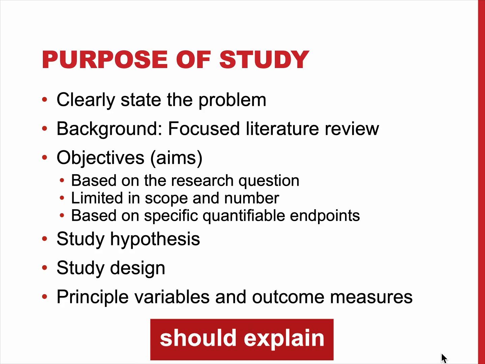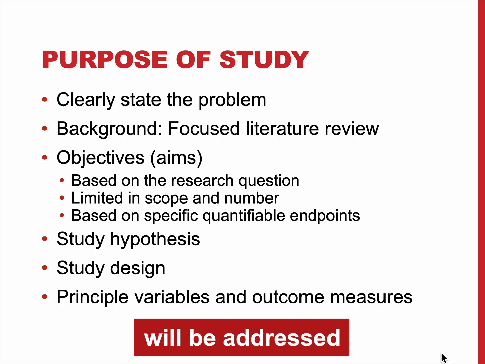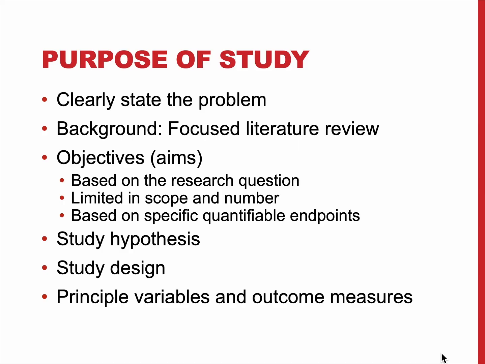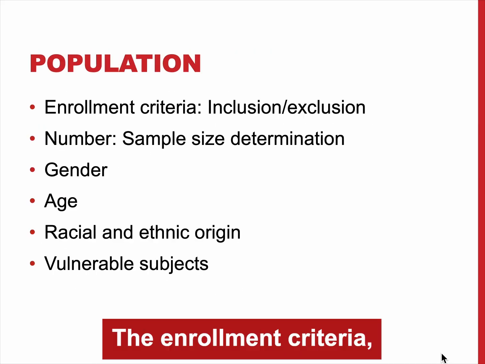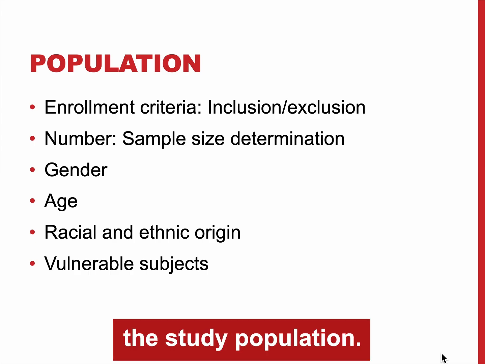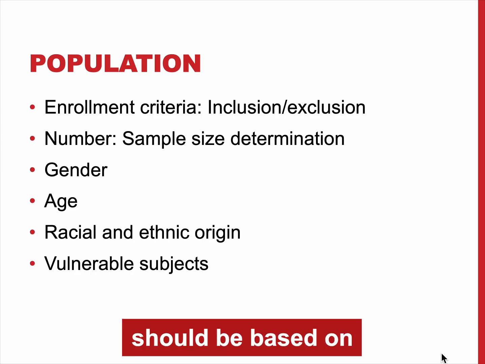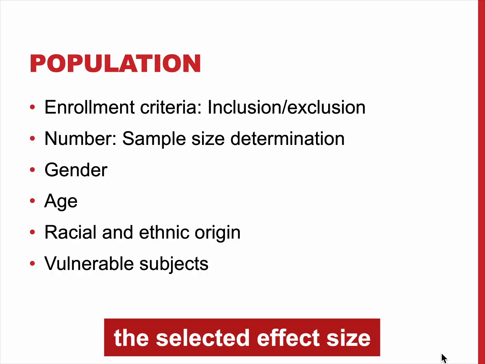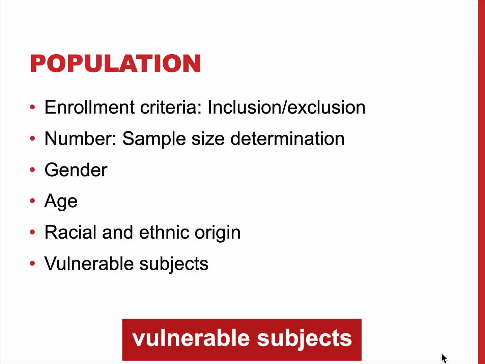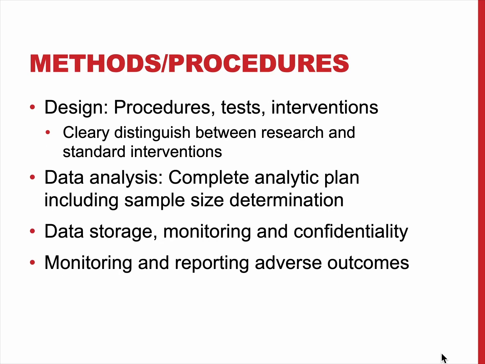The study design should explain how the hypothesis will be addressed and include principal variables and outcomes. The enrollment criteria, both inclusion and exclusion criteria, define the study population. The number of patients to be enrolled should be based on the selected effect size and a sample size determination. The gender, age, racial, and ethnic origin, and the inclusion of vulnerable subjects should be specified.